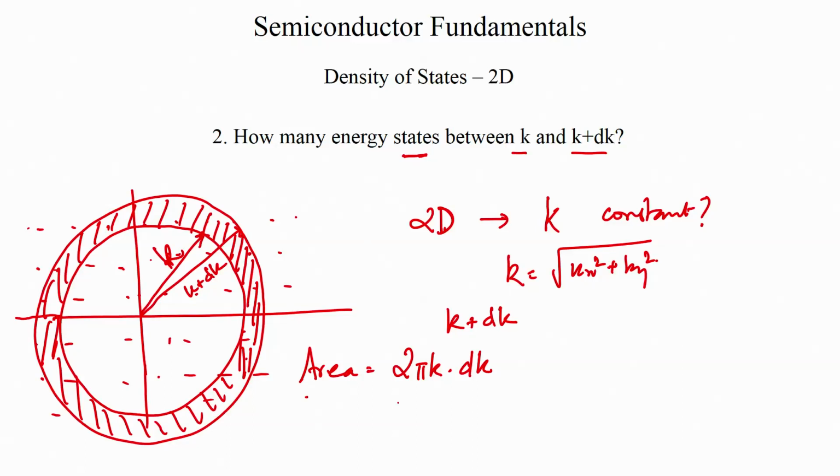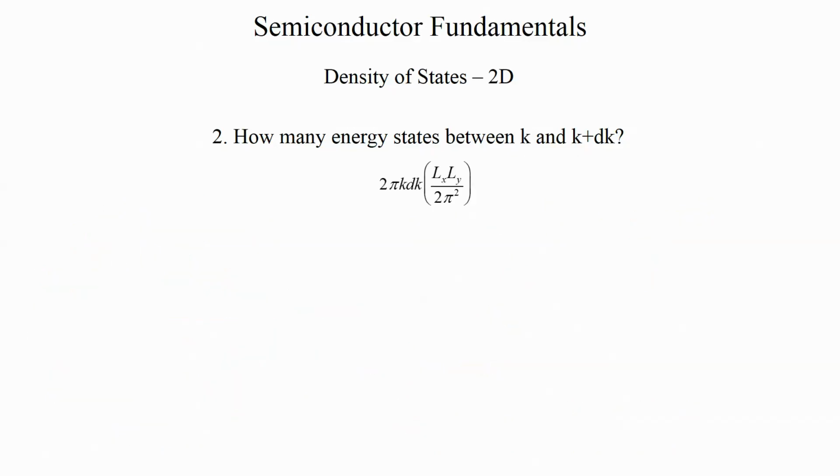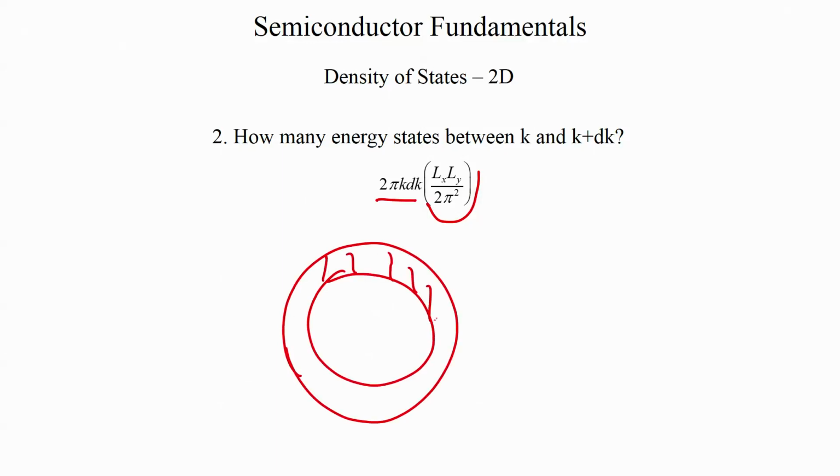Now I know that there are Lx Ly by 2 pi square solutions per unit area. So how many solutions exist in an area of 2 pi k dk? The answer is simply 2 pi k dk times Lx Ly by 2 pi square. So this is the number of states existing in this ring, between K and K plus dk for a 2D material.